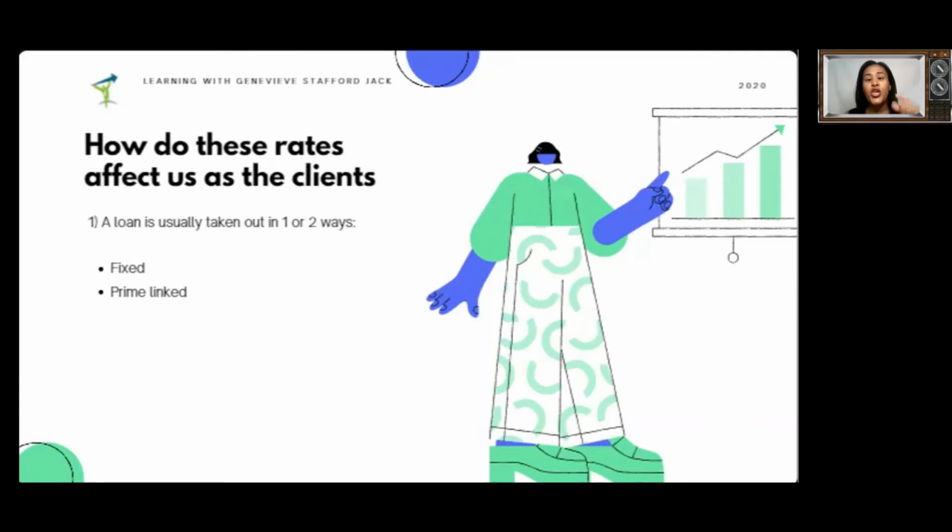And this is how it affects us. The higher it goes, the more expensive it becomes. The lower it goes, the cheaper the money actually is.